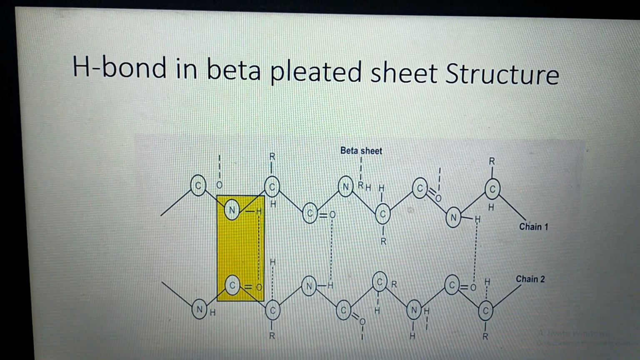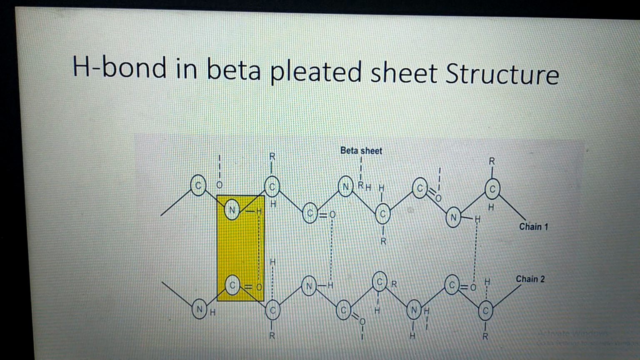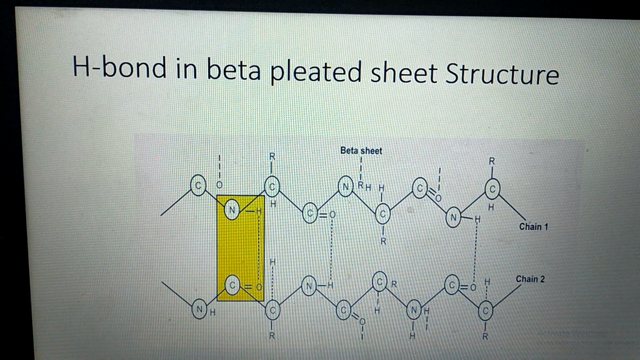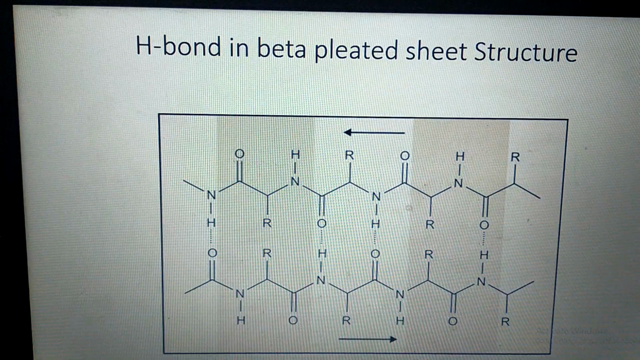By this figure you can understand, here two different zigzag type polypeptide chains are kept side by side. This is called beta pleated sheet structure. If you see, there is a dotted line between the O and H atom of two different peptide bonds of two different polypeptide chains. So the same is shown here.